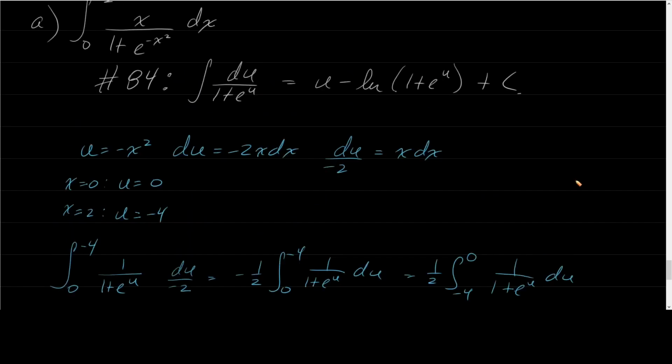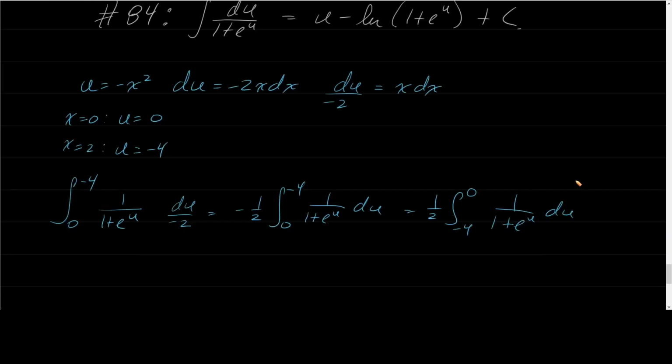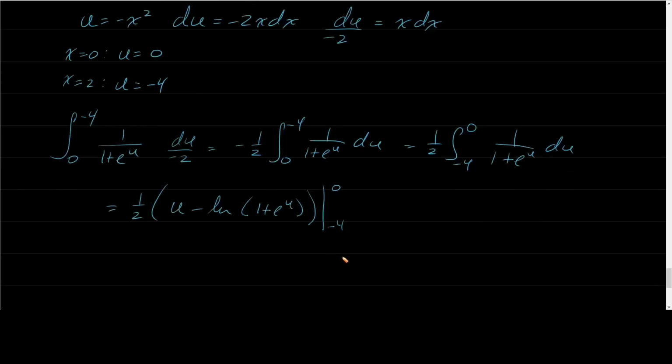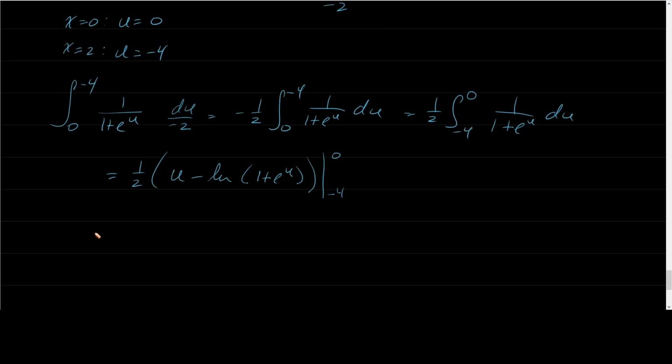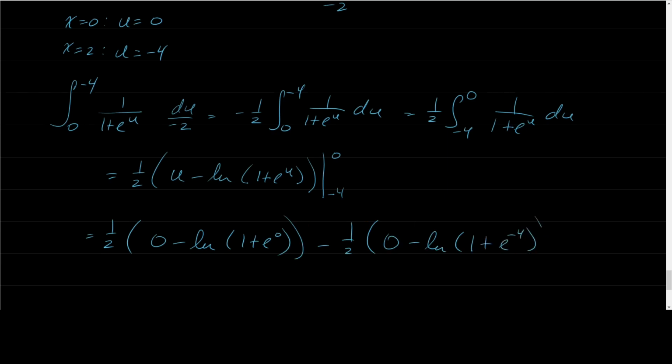And we already have an integral for that, right? du over 1 plus e to the u. I already wrote what it became. So this becomes 1 half times u minus ln of 1 plus e to the u, and all of this evaluated from negative 4 to 0. When I evaluate that, what do I get? I end up with 1 half times plug in 0, 0 minus ln of 1 plus e to the 0, minus 1 half times 0 minus ln of 1 plus e to the negative 4.